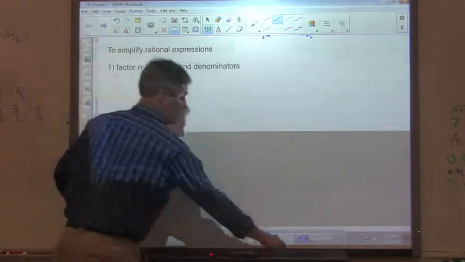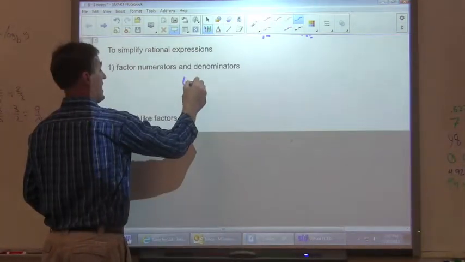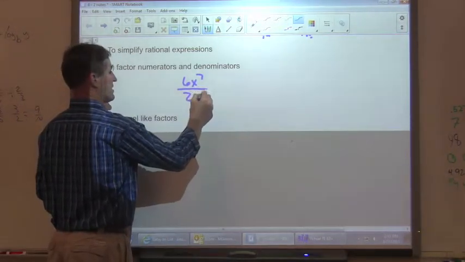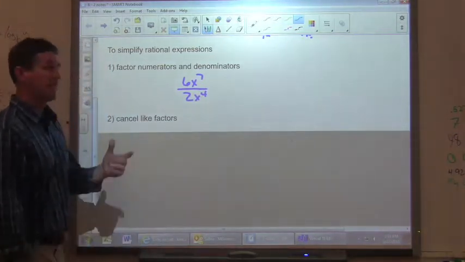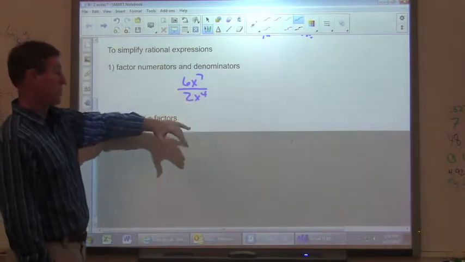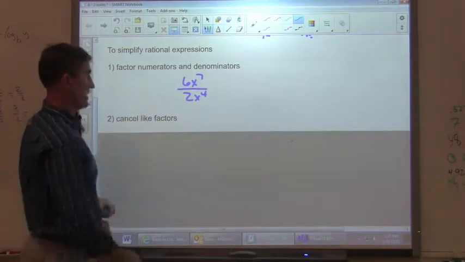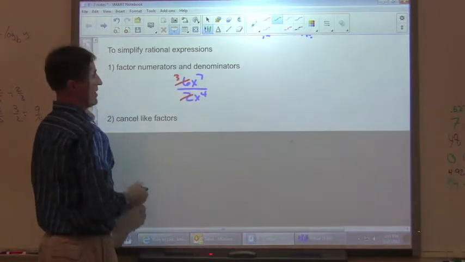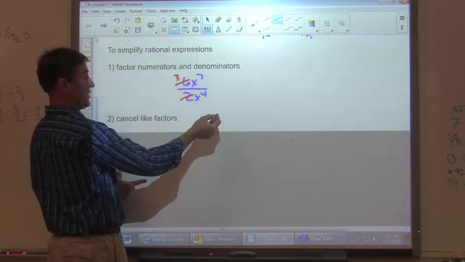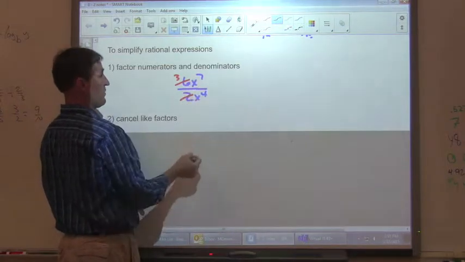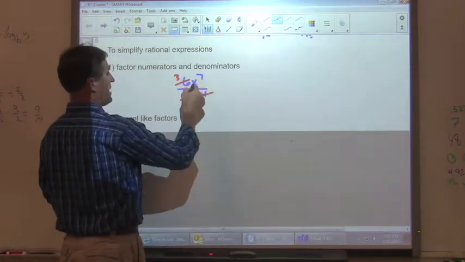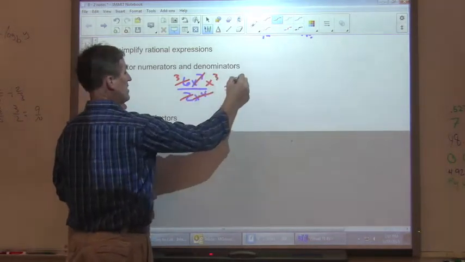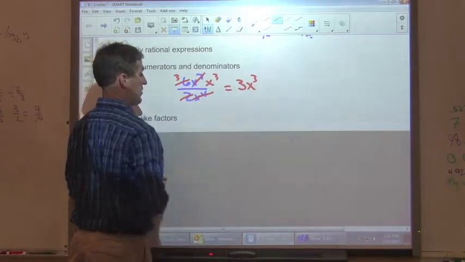So let's take this problem. 6x to the 7th over 2x to the 4th. Now again, it's fairly easy. You don't need to factor these. You can just say, oh, I know that 2 goes into 6 3 times. And so I can say 2 cancels the 6 and the 6 becomes 3. And then the variables, I just reduce. So I divide that. 7 minus 4 is 3. And so this 4 cancels 4 of those, leaving me with an x to the 3rd, and so my answer is 3x to the 3rd.